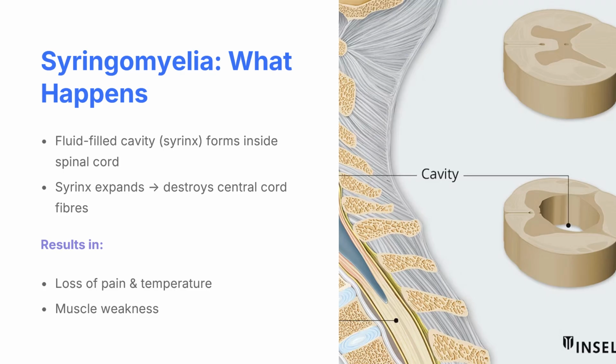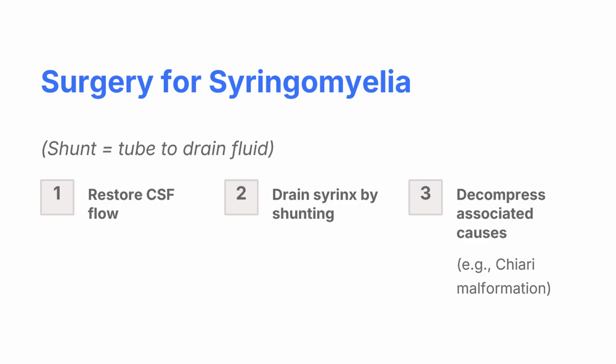Syringomyelia is a fluid-filled cavity that forms inside the spinal cord, destroying the central fibers, causing loss of pain and temperature sensation with muscle weakness. There is a surgery for that. So what is the surgery? Whatever cerebrospinal fluid is there, we need to drain that. So we are draining the syrinx, or cavity. Syrinx means cavity. So this is how we treat it.